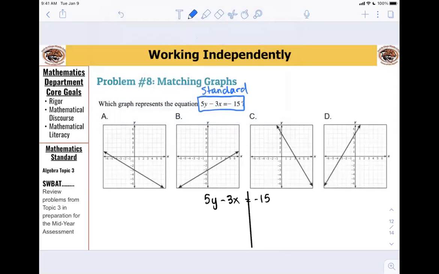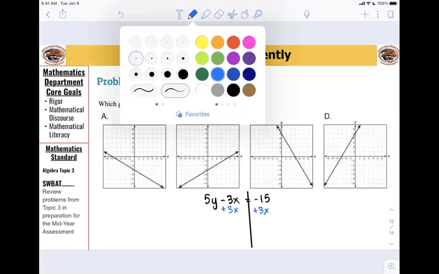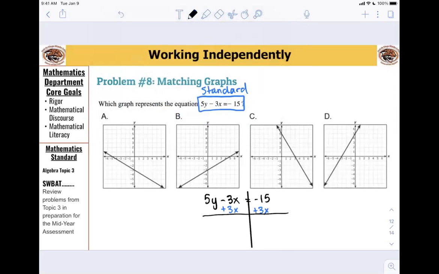So how do I turn this into slope intercept form? What do I do first? Plus 3x on both sides? Yes, which will give you -12. And you'll have the 5y. Then you divide 5y by -12.